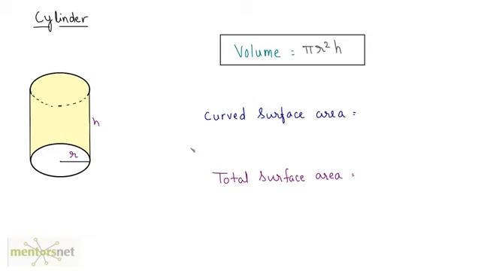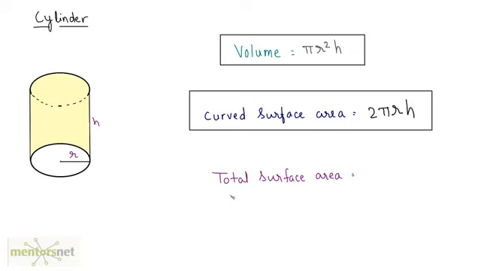The curved surface area is basically defined as the circumference of the base circle times the height, isn't it? Something similar to length into breadth. Because we are taking the curved surface, we ought to take the circumference times the height. So the curved surface area will be the circumference of the base circle, that's 2 pi r, times the height. So 2 pi r h is the curved surface area of a cylinder.